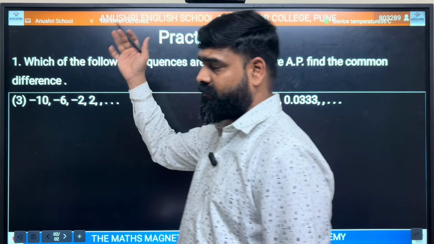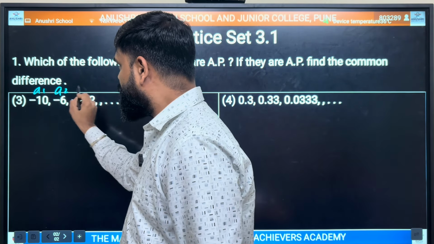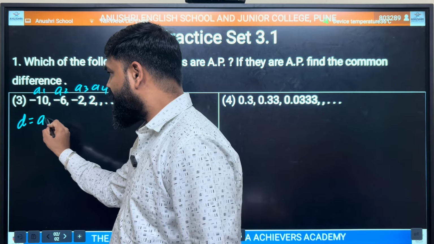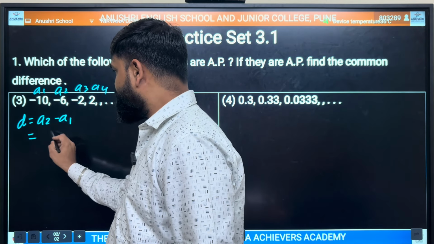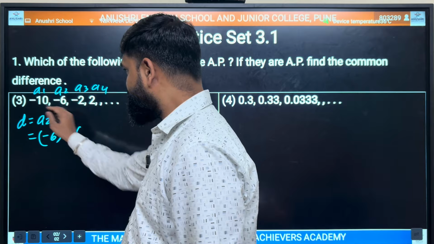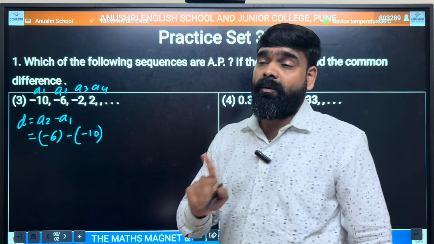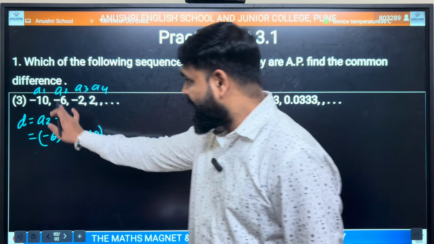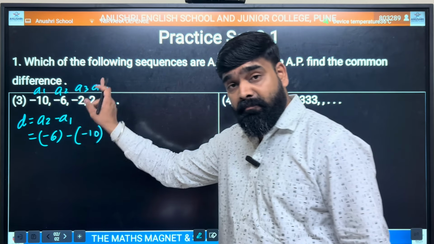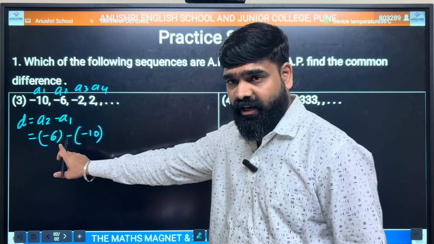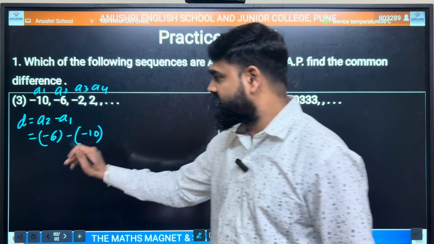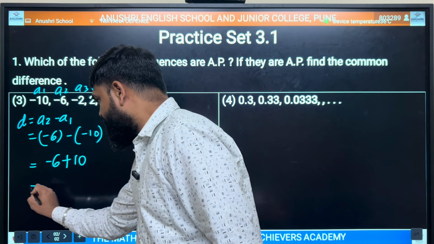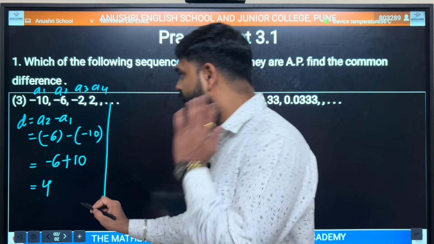In this also we have A1, A2, A3 and A4. So write down the formula: D is equal to A2 minus A1, which is minus 6 minus 10. You have to put a bracket for the numbers which have a negative sign. In the formula itself we have this negative sign, right? So minus 6 minus 10 will be minus 6, minus becomes positive 10.